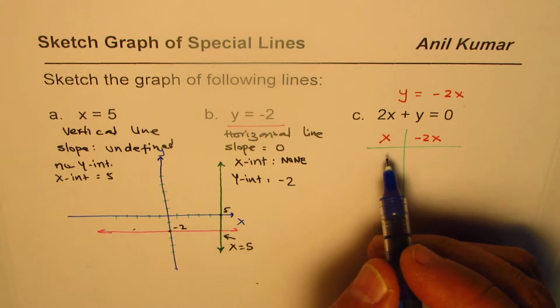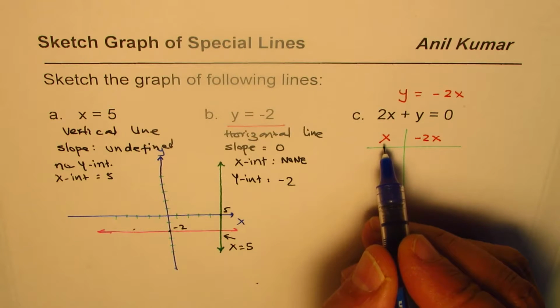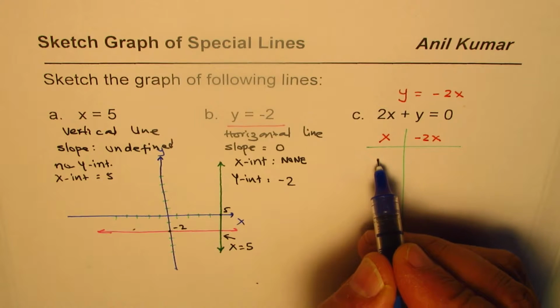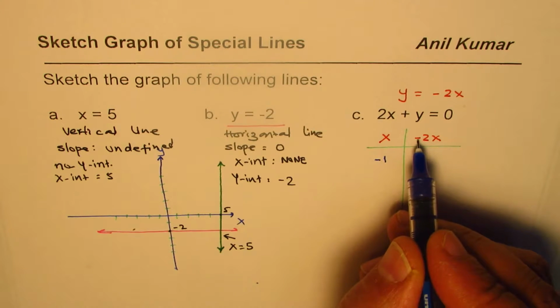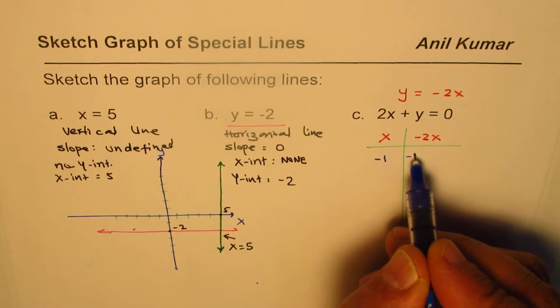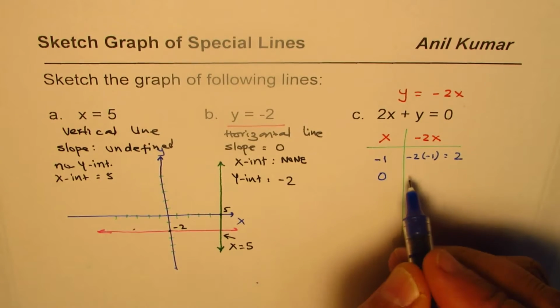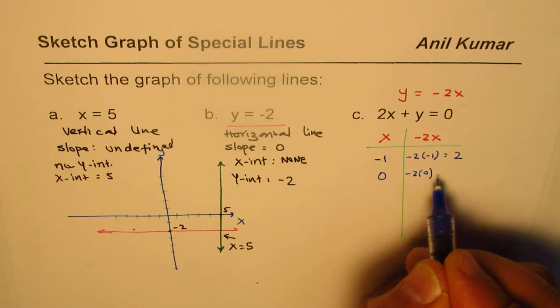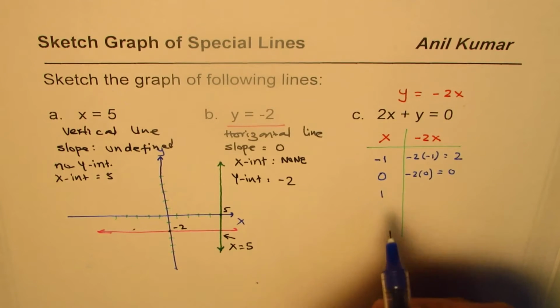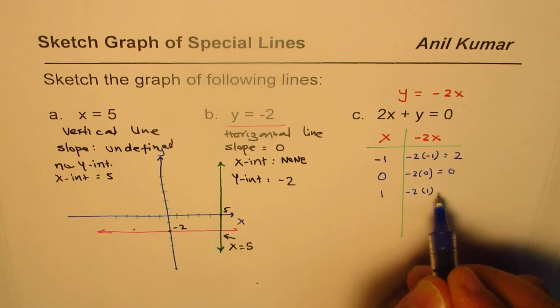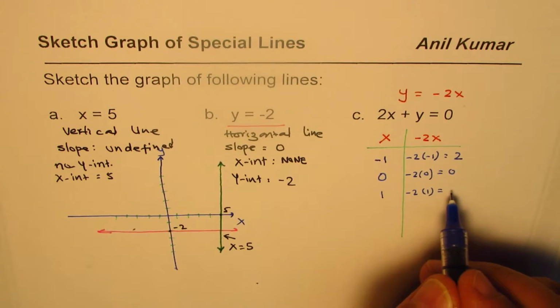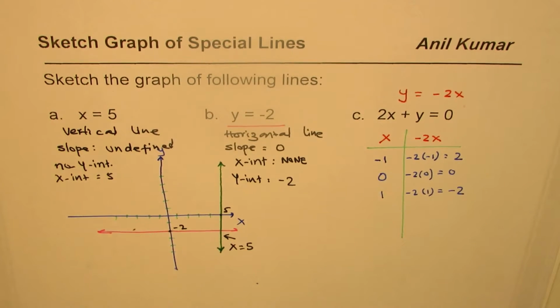So let's take values like x equals to minus 1. If I take x as minus 1, then minus 2 times minus 1 will give us plus 2. If I take 0, then minus 2 times 0 is going to give me 0. If I take 1, then minus 2 times 1 is going to give me a value of minus 2. So we get 3 coordinate points. Using these 3 coordinate points, we can actually sketch this line.